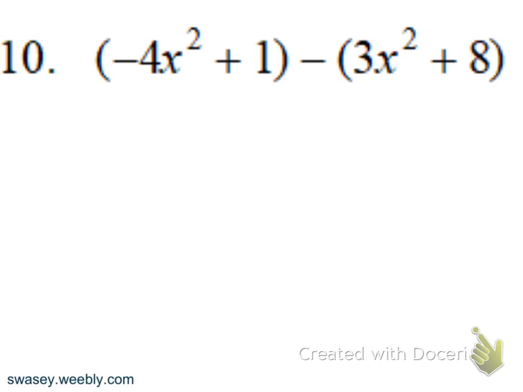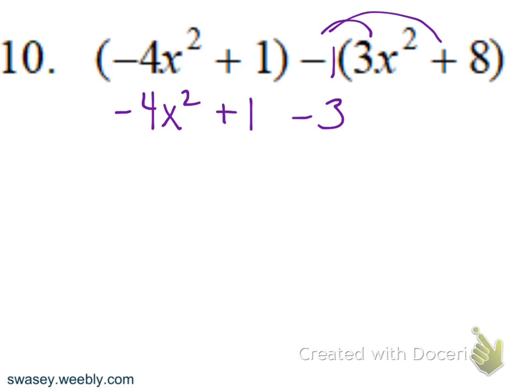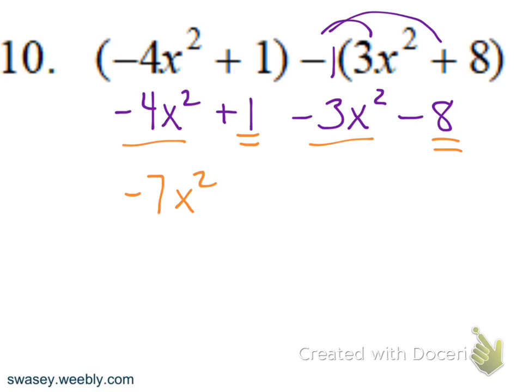Same idea on this one. Think of that as a negative 1, distribute it, and then combine like terms. First polynomial stays the same. Every sign changes on the second one, and then we'll combine like terms. Negative 4x squared plus negative 3x squared is negative 7x squared. 1 plus negative 8 is negative 7.